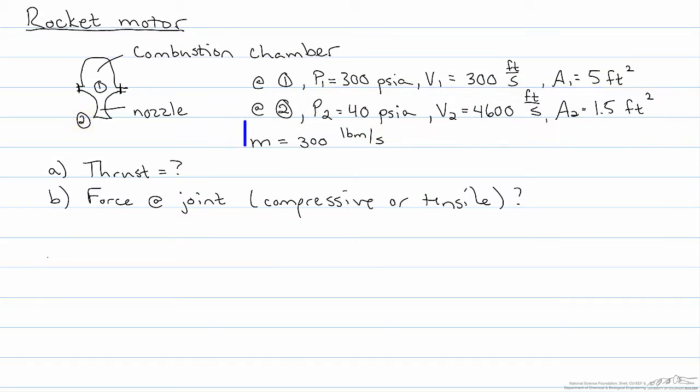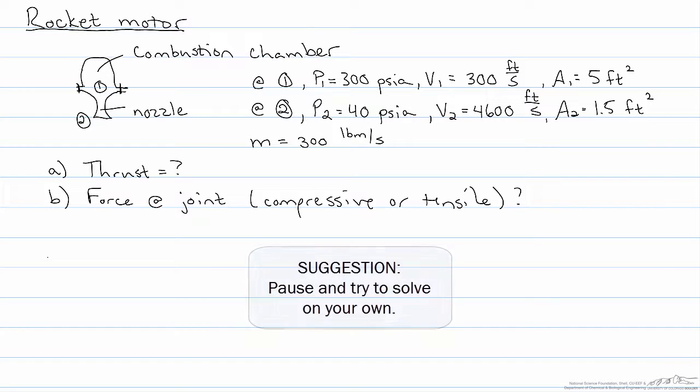In both cases, the mass flow rate is 300 pounds mass per second. So this is clearly a compressible flow situation since the area times the velocity is not the same. But the mass flow rate is the same in both cases. That's why the nozzle is converging and diverging. In this problem, we are asked for the thrust and also the force at the joint and whether that is compressive or tensile.